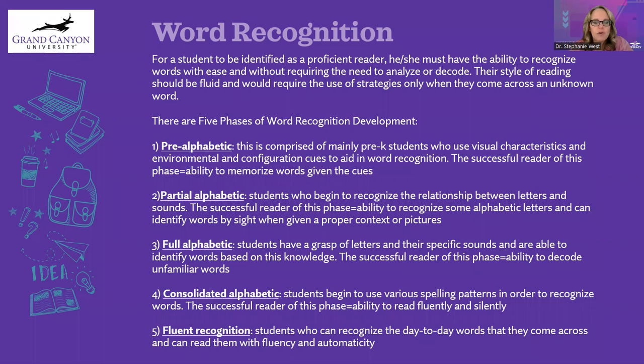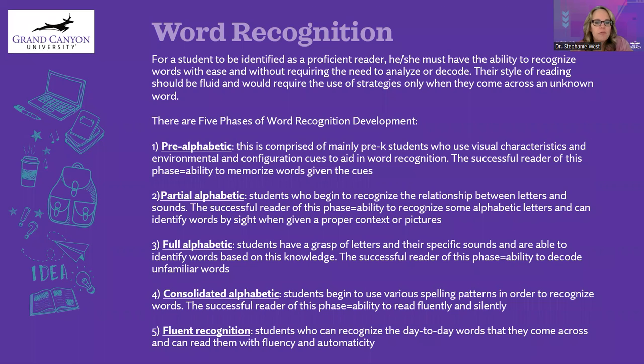This is where students have a grasp of letters and their specific sounds and are able to identify words based on this knowledge. The successful reader of this phase has the ability to decode unfamiliar words. So this is when we really move into the second half of kindergarten, first part of first grade. And they know the alphabet, they know all their letters, and they know all their sounds. And so they're able to put those phonemes together to make words.